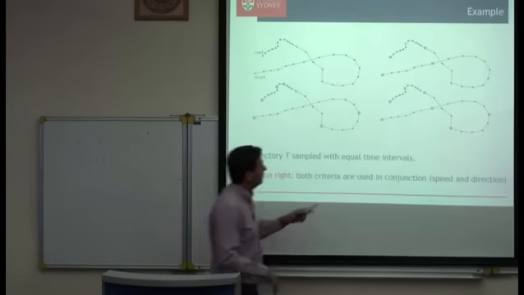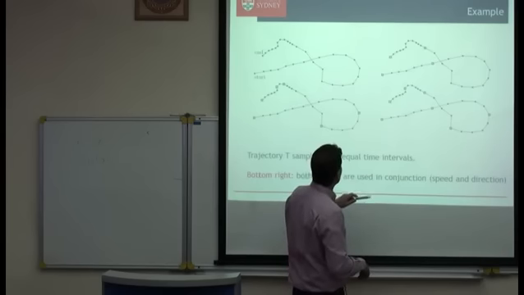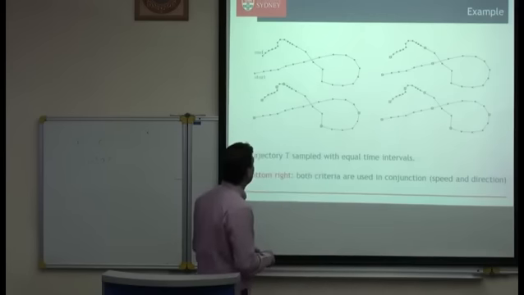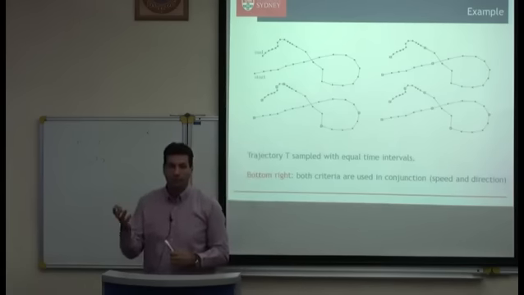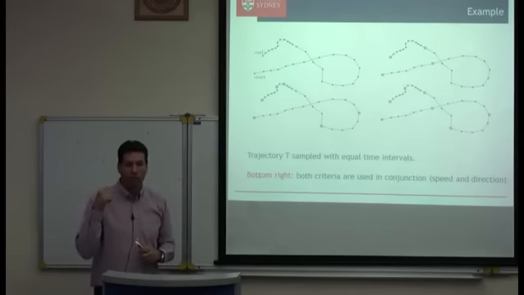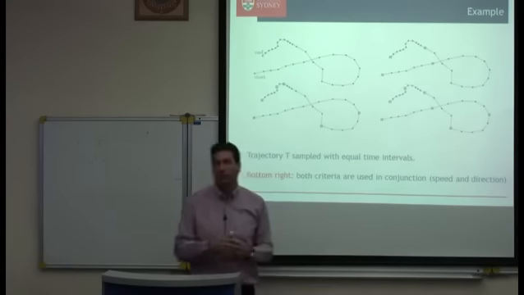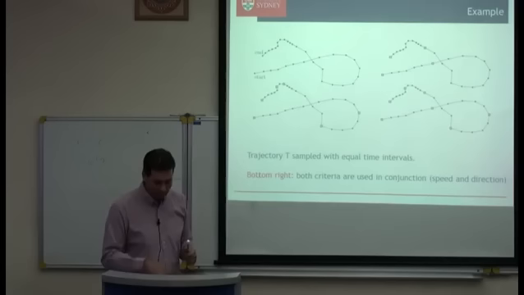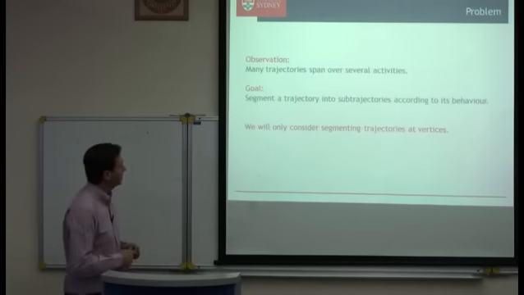And finally, this one. The final one, you can use a conjunction of both of them. You can say, I have a constraint on the speed, but I also have a constraint on the direction. So you can take the conjunction and disjunction of them with any kind of attribute values. And I'll show you an example later on where I do this.